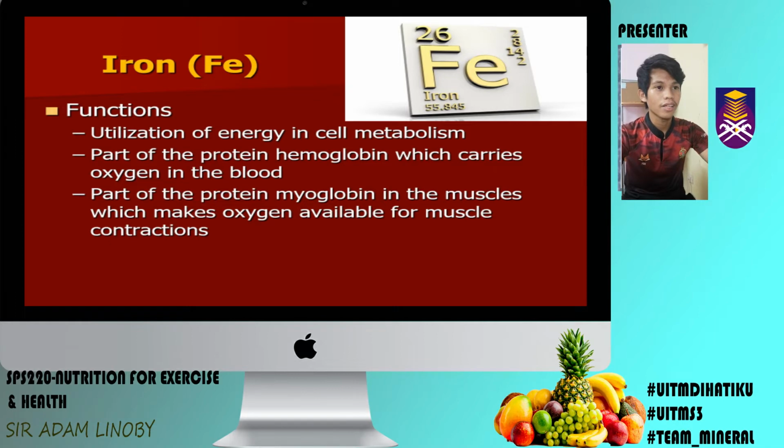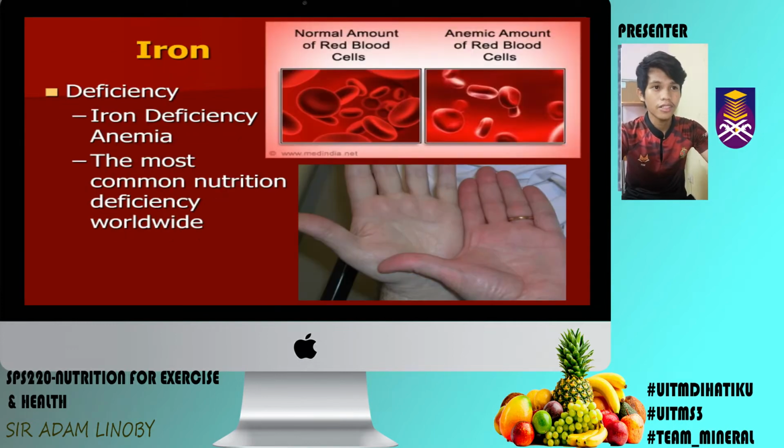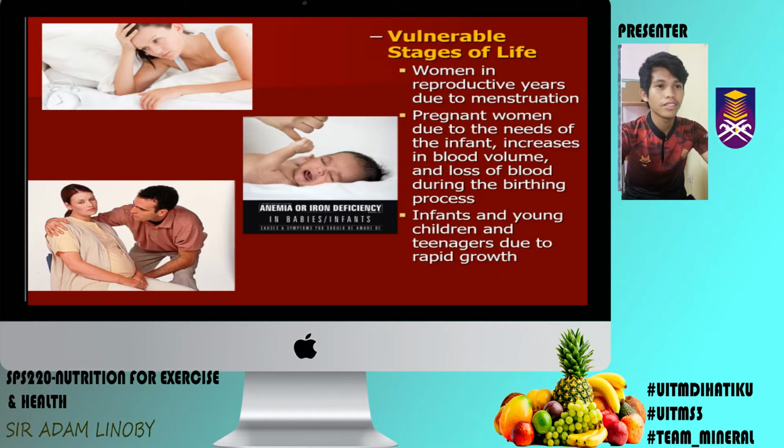The function of iron is utilization of energy in cell metabolism. It is part of the protein hemoglobin, which carries oxygen in the blood, and part of the protein myoglobin in the muscle, which makes oxygen available for muscle contractions. The deficiency of this mineral will lead to anemia, the most common nutrition deficiency worldwide. Deficiency also affects vulnerable stages of life.